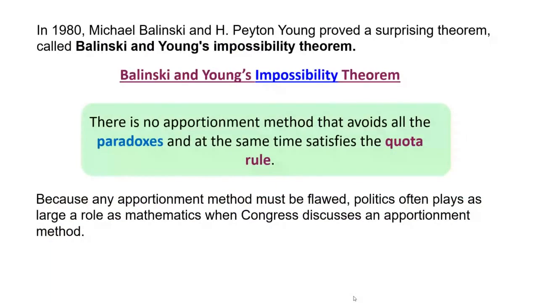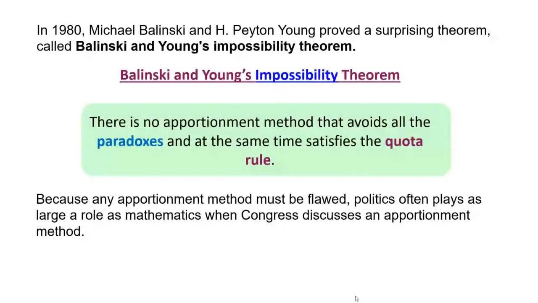So you can search on the internet about the impossibility theorems. There are different formulations for that, but the main idea is that it is impossible to find an apportionment method that avoids the paradoxes and at the same time satisfies the quota rule. It's always a political decision which method to use and how to use this method.